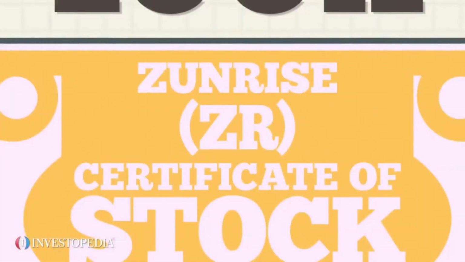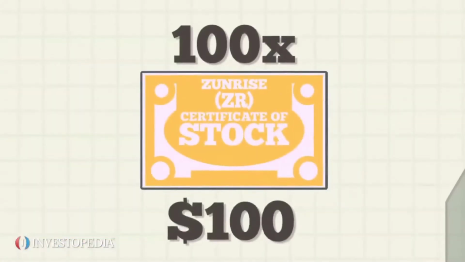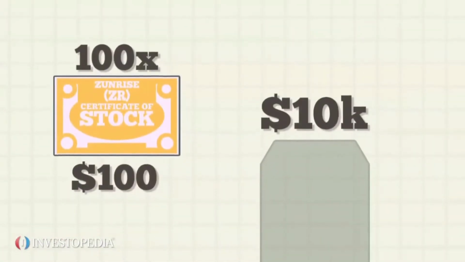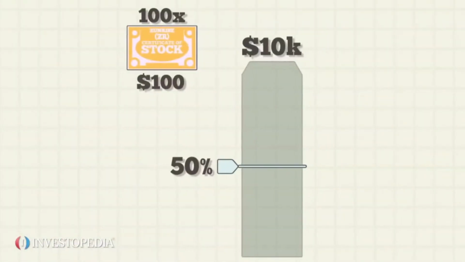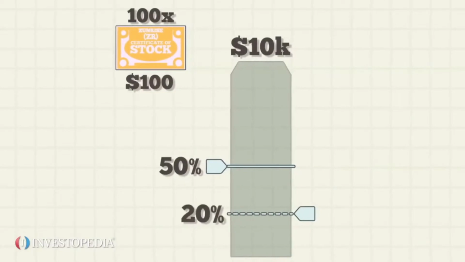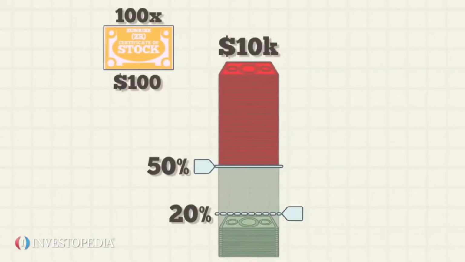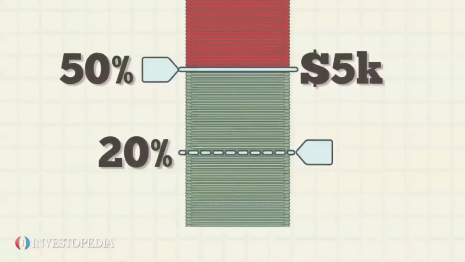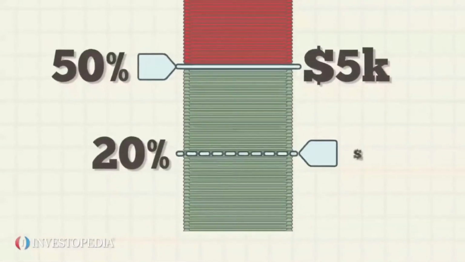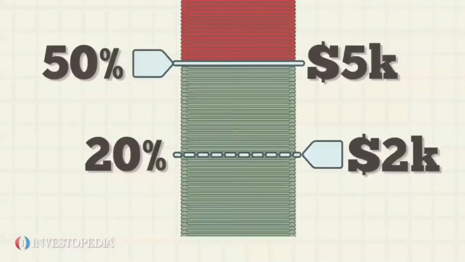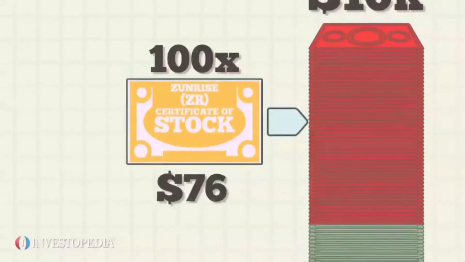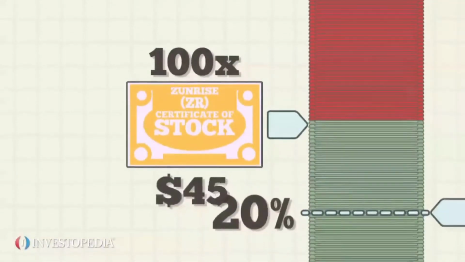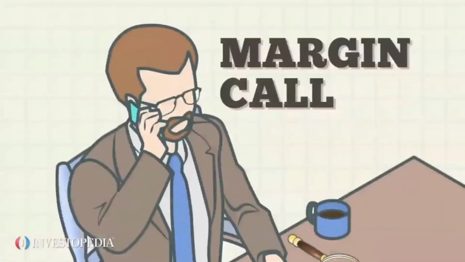Say you want to purchase 100 Sunrise ZR stock with a price of $100, and your broker has a required initial margin of 50% and a maintenance margin of 20%. This means your broker requires you to initially pay $5,000 and maintain the account with a value of no less than 20% of the equity provided. If the Sunrise stock value drops below the 20% maintenance margin, the broker would issue a margin call.